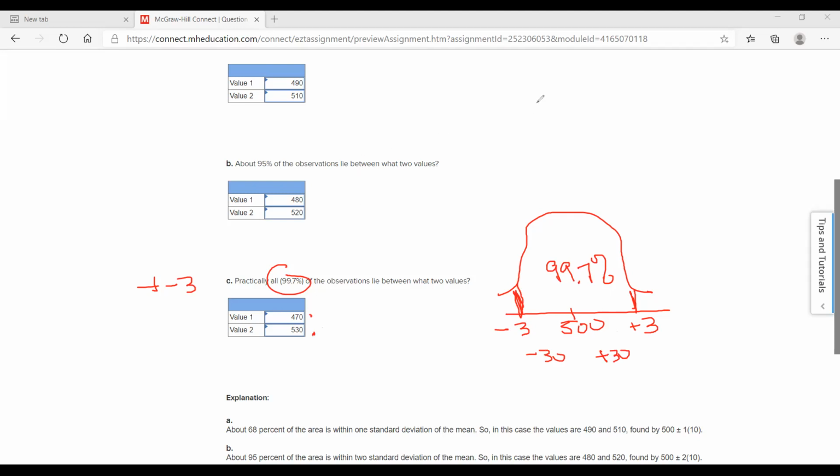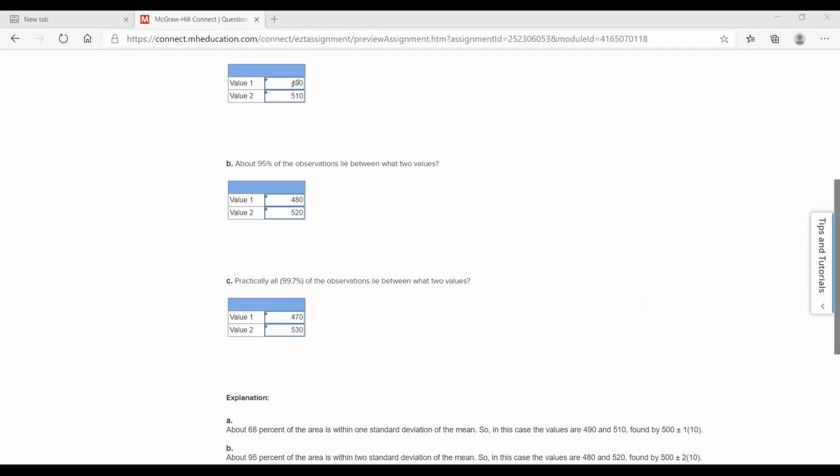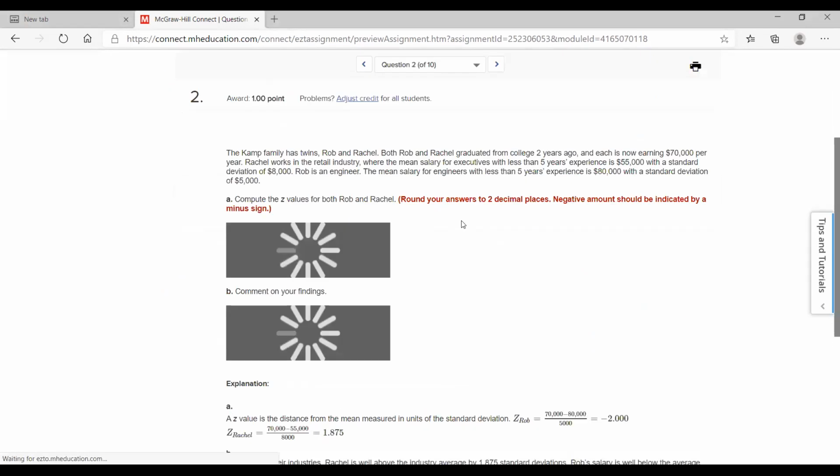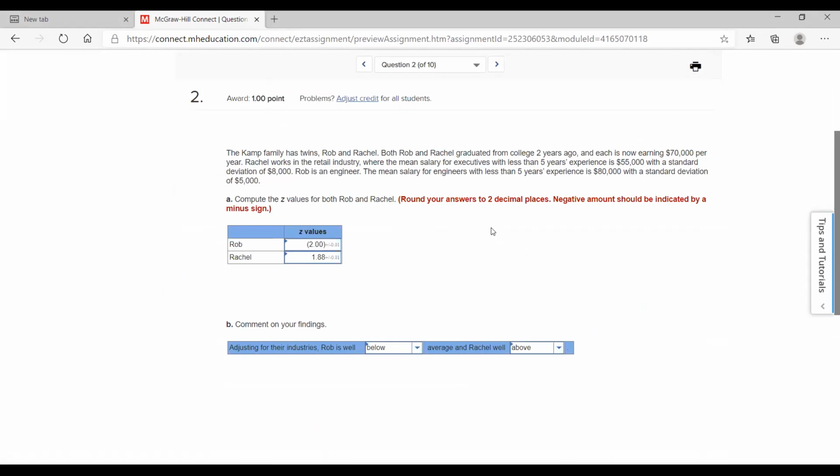All righty, guys. So that is my comments for problem 1. Let's check out problem 2. In this one, we're going to be calculating z-values. So remember the z-value formula: z is equal to x minus mu, divided by sigma, where x is your variable, mu is your mean, and sigma is your standard deviation.